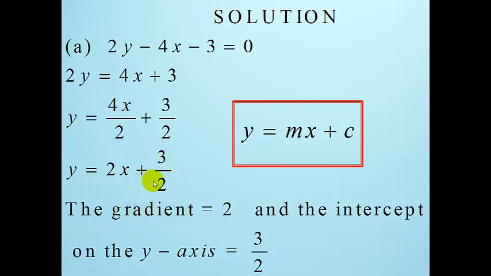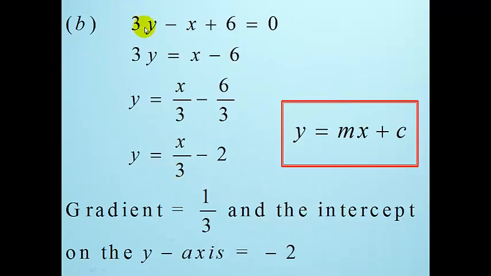And the constant is 3 divided by 2. Since the constant is the intercept on the y-axis, it means that the intercept on the y-axis is equal to 3 over 2. Take note, the coefficient of x after making y the subject is our gradient. So our gradient is 2, and the intercept on the y-axis is 3 over 2.